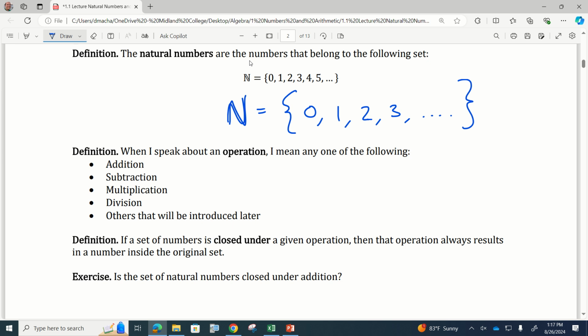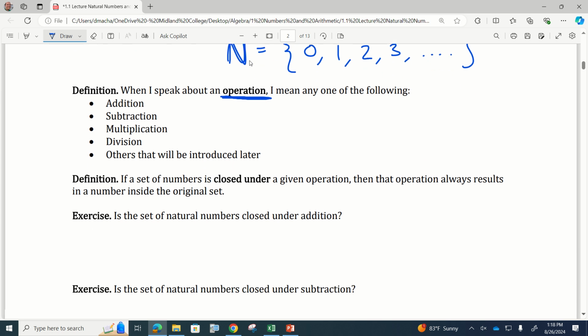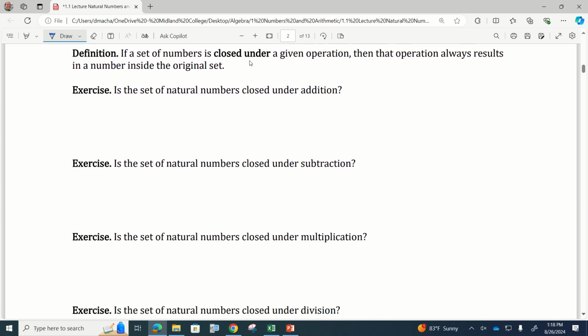When I talk about an operation, this is a really, really vague vocabulary word. It could mean we're talking about addition, subtraction, multiplication, division. It might actually mean that I'm talking about taking the square root of a number. I might talk about the cube root of a number. An operation is, like I said, a very poorly defined word that, again, depends on context. So these are our first questions.